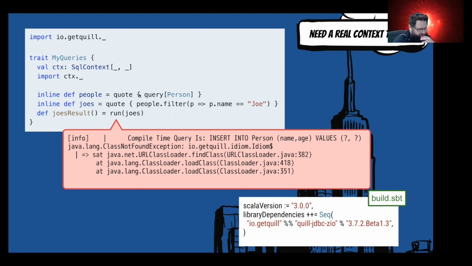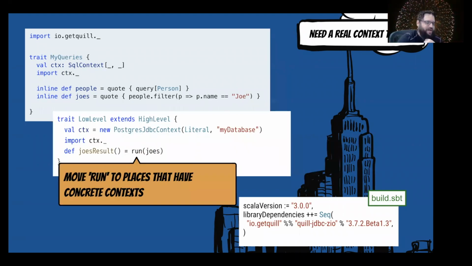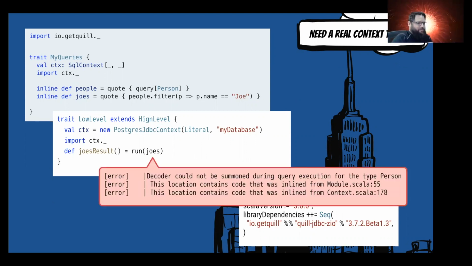So, how do we fix this? Well, you've got to move your run function down to the level of the context where you actually have the real thing. Now, you need to do one other thing. This will still be a problem because this variable here is still this. You actually haven't told the compiler that this is actually this.